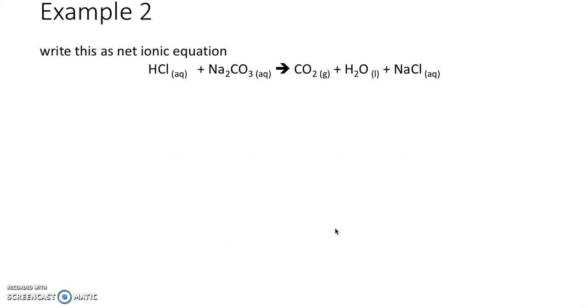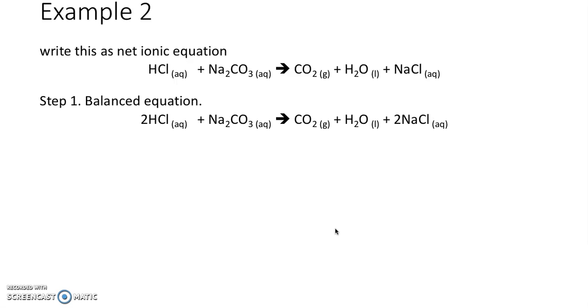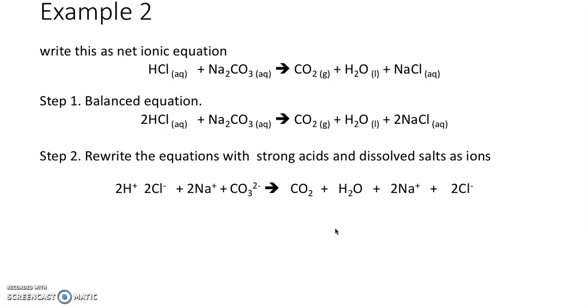The next example we're going to go through a bit quicker. This net ionic equation has been provided as an unbalanced chemical equation. So the first step is to balance that using coefficients. The next step is to identify the substances which are strong acids and dissolved salts and rewrite those as ions. So we have hydrochloric acid, that will be rewritten as 2 hydrogen and 2 chloride ions.